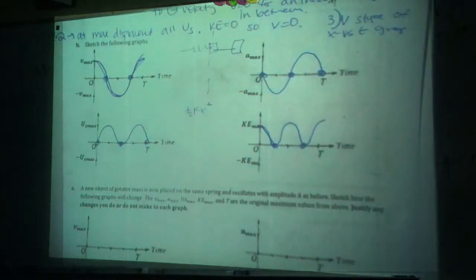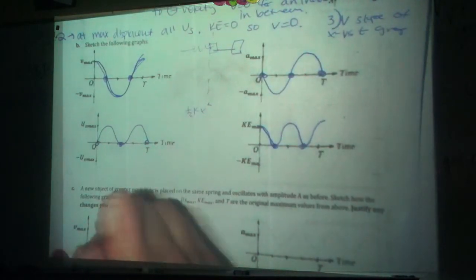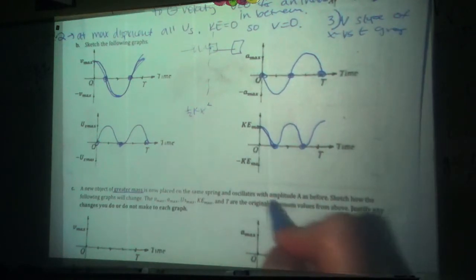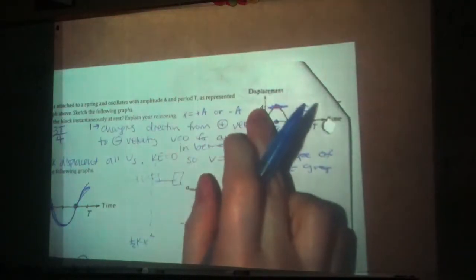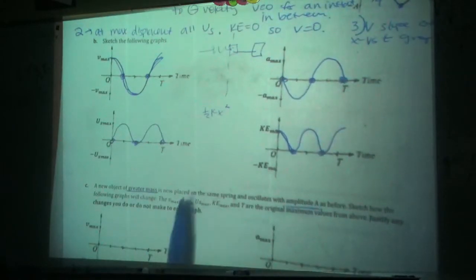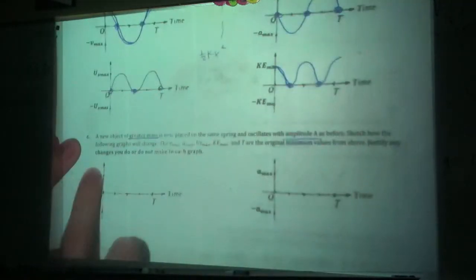Right, now we have a new object with a greater mass placed on the spring, and it still oscillates with the exact same amplitude as before. So in this graph it's still the same A and negative A, but now with the greater mass, I want to know how the following graphs will change. Where v max, a max, U max, KE max, and T are all the original maximum values. So these values are the same as before, and the question is how the new value compares.